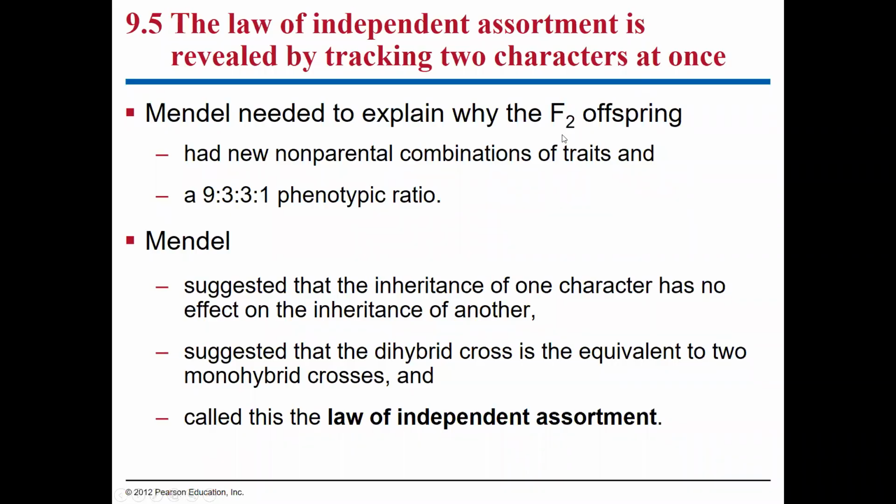So Mendel needed to explain why the F2 generation offspring had new non-parental combinations and a new 9:3:3:1 phenotypic ratio. And he suggested that the inheritance of one character has no effect on the inheritance of another character. And so he came up with the dihybrid cross, and he called this the law of independent assortment.